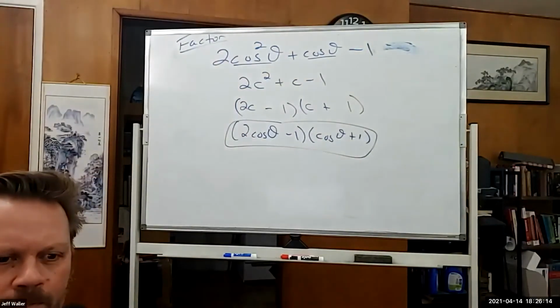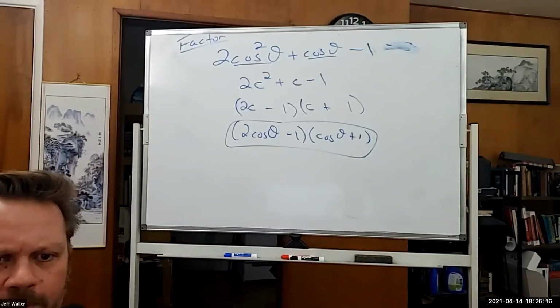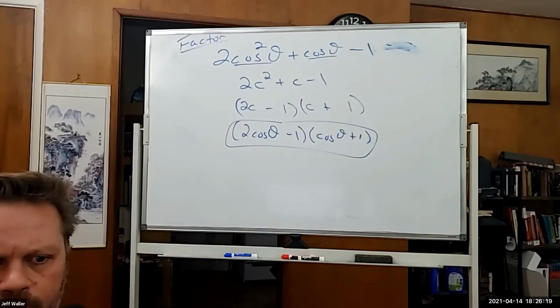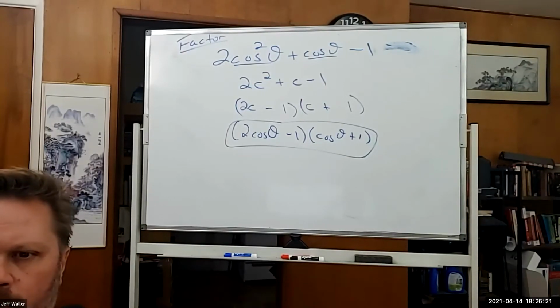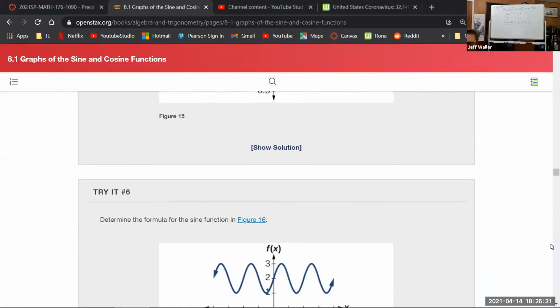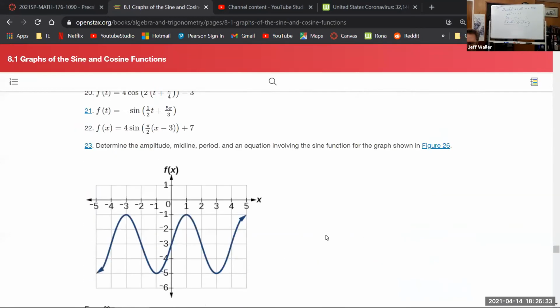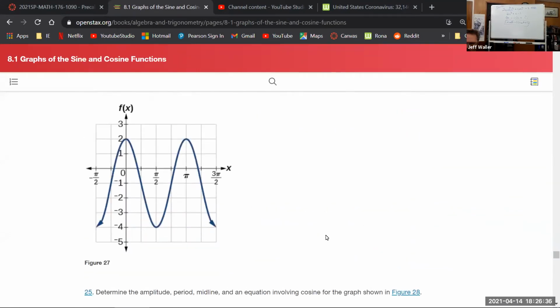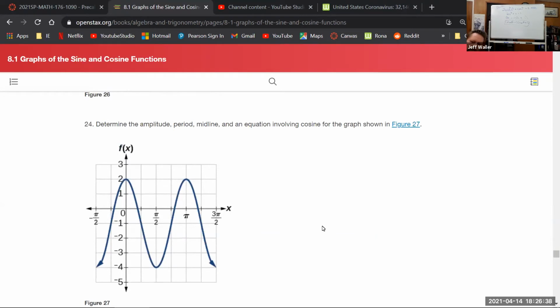I do have another homework question. Okay, what's up? I got to number 24 on section 8.1, and it's a picture of a function, telling what the amplitude, period, midline, and equation is. I got the amplitude and midline. The period is what I'm a little confused about, because it's asking for cosine, but it doesn't start like cosine.